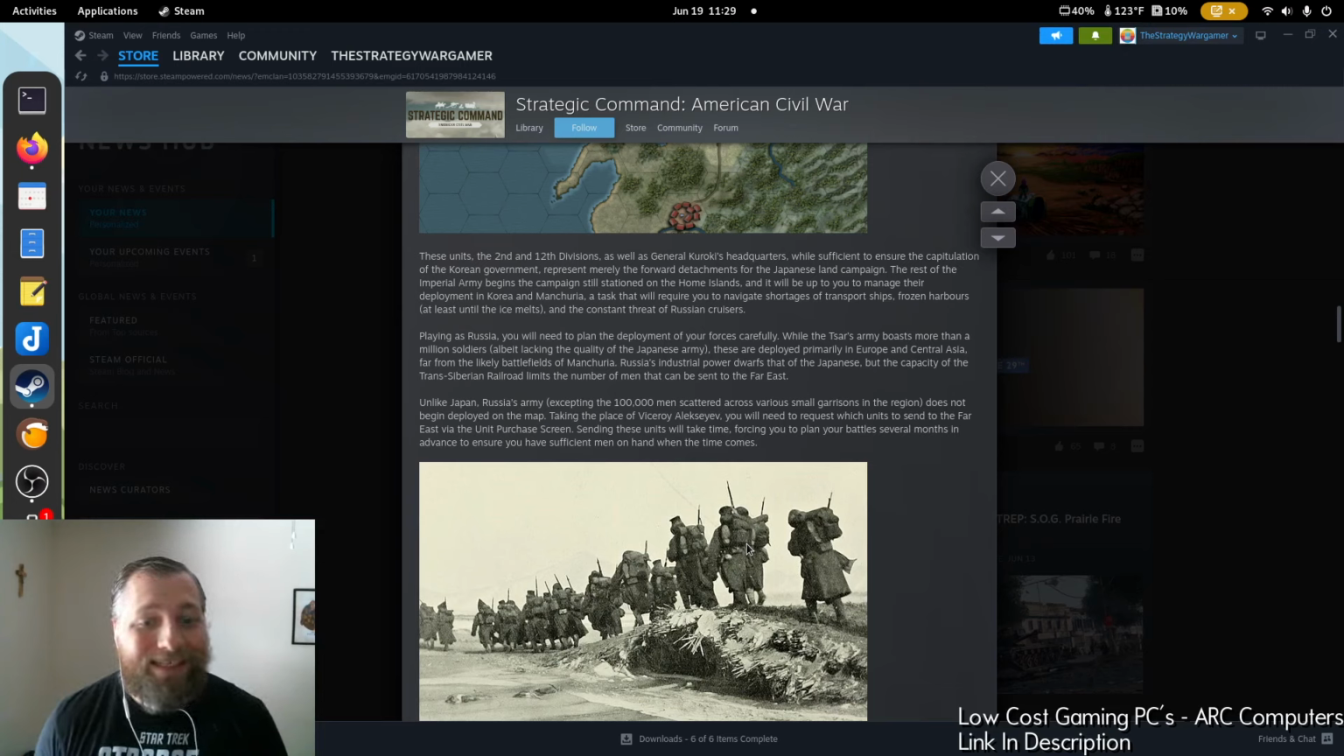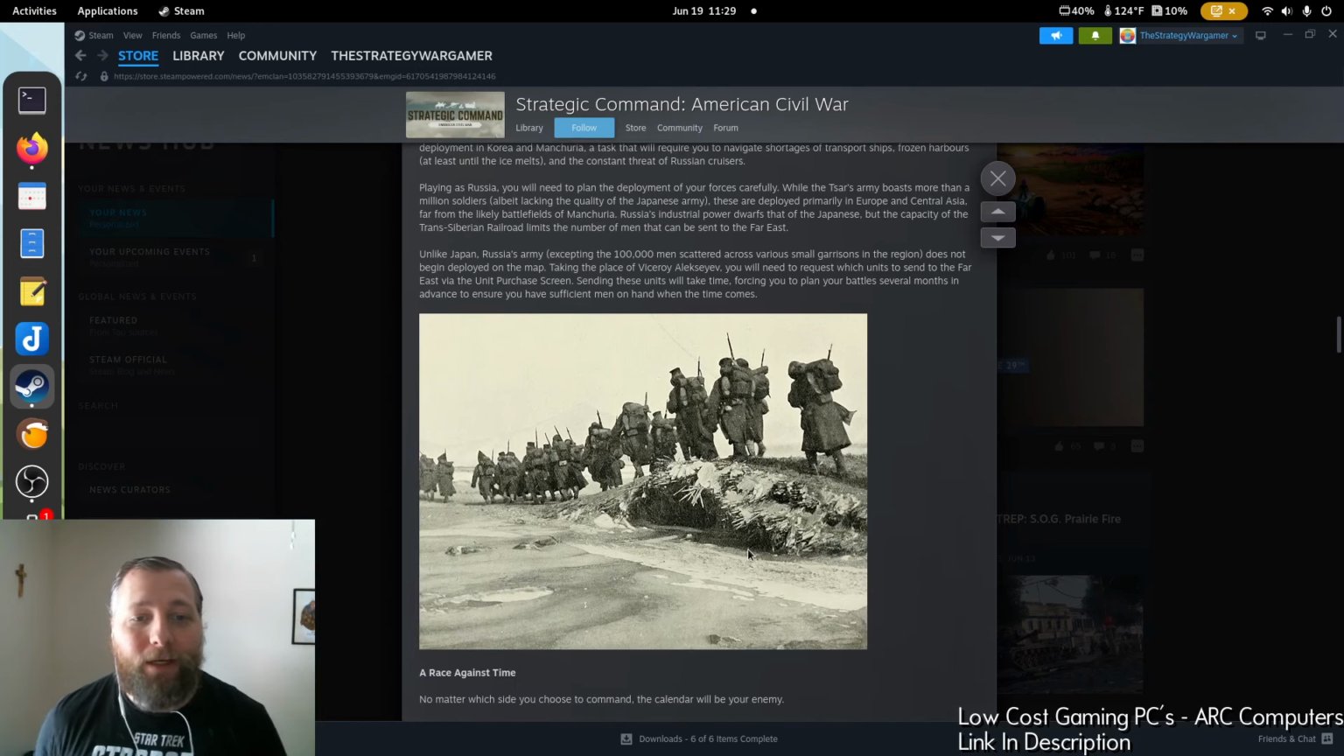Playing as Russia, you will need to plan the deployment of your forces carefully. While the Tsar's army boasts more than a million soldiers, I'll bet the lacking quality of the Japanese armament. They are deployed primarily in Europe and Central Asia, far from likely battlefields in Manchuria. Russia's industrial power dwarfs that of the Japanese, but the capacity of the Trans-Siberian Railroad limits the number of men that can be sent to the Far East.